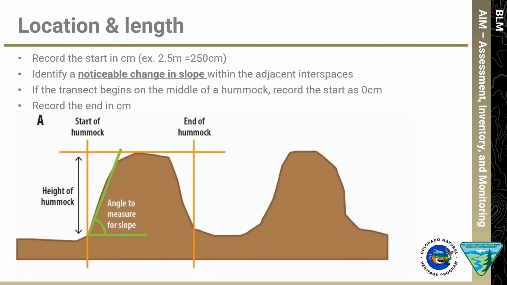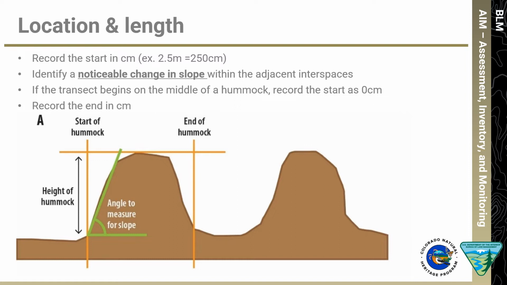Once you have determined that a feature is a qualifying hummock, you will need to record the location and length of the hummock. Begin by recording the location along the transect where the feature starts, in centimeters. If a transect begins in the center of a hummock, record the start as 0 centimeters.